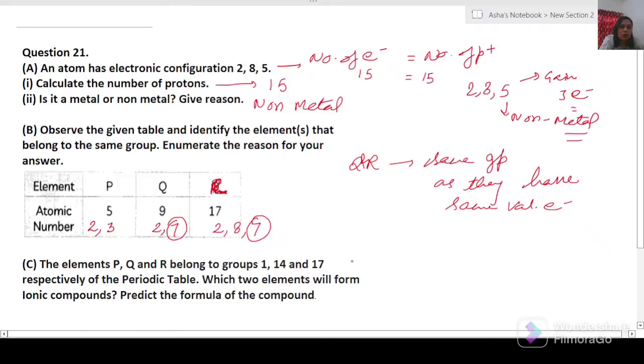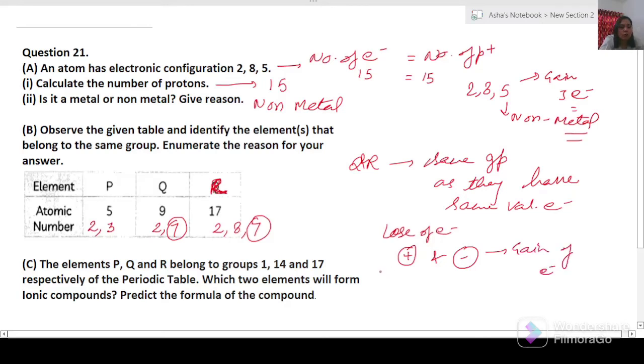The next part, P, Q, R belong to groups 1, 14 and 17 respectively of the periodic table. Which two elements will form ionic compounds? Ionic compounds means positive and negative ions should be there. Positive ions are formed by the loss of electrons. Negative ions are formed by the gain of electrons, right?